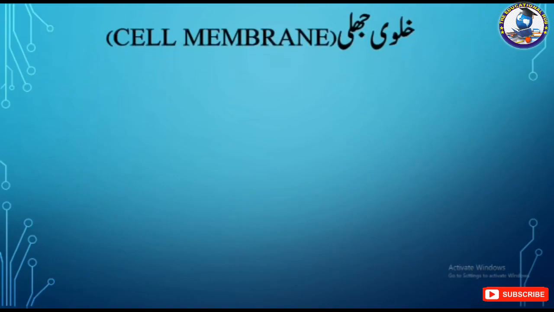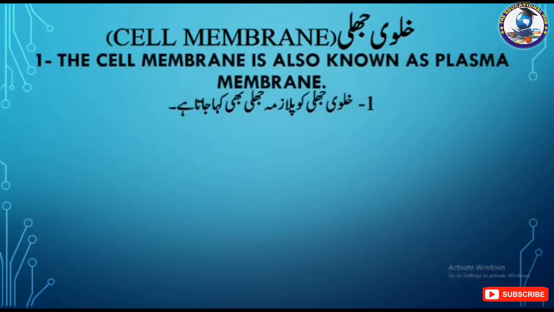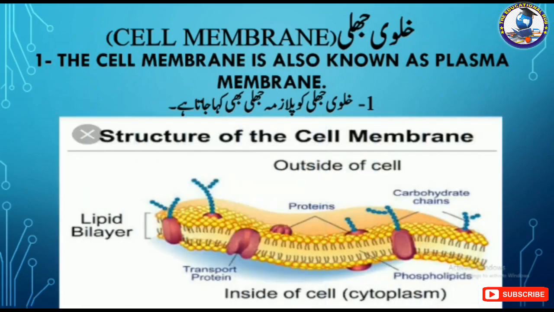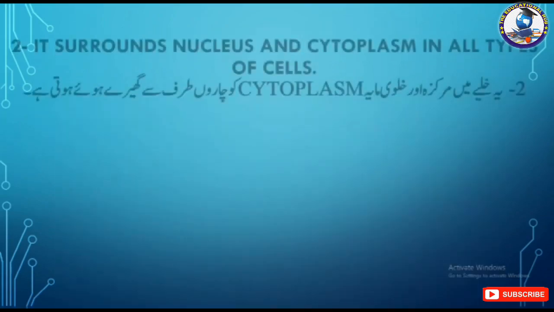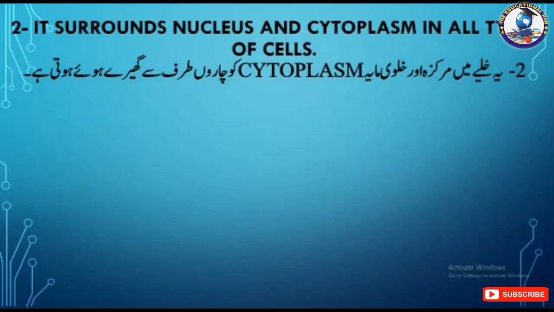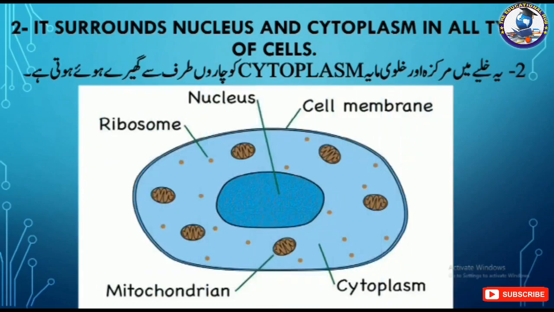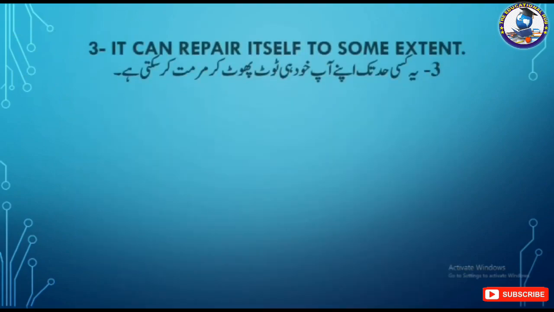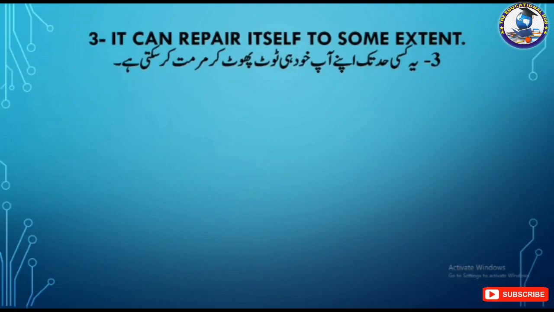Now we will discuss the cell membrane. The cell membrane is also known as the plasma membrane. It surrounds the nucleus and cytoplasm in all types of cells. It can repair itself to some extent.